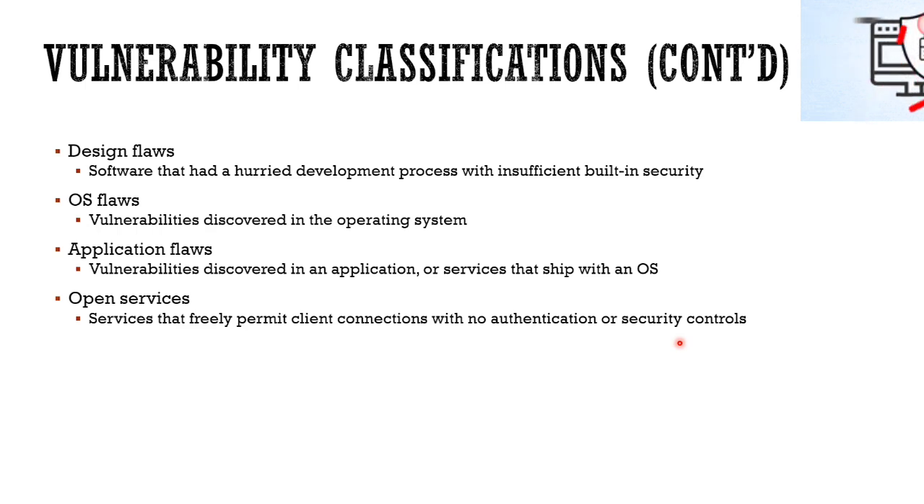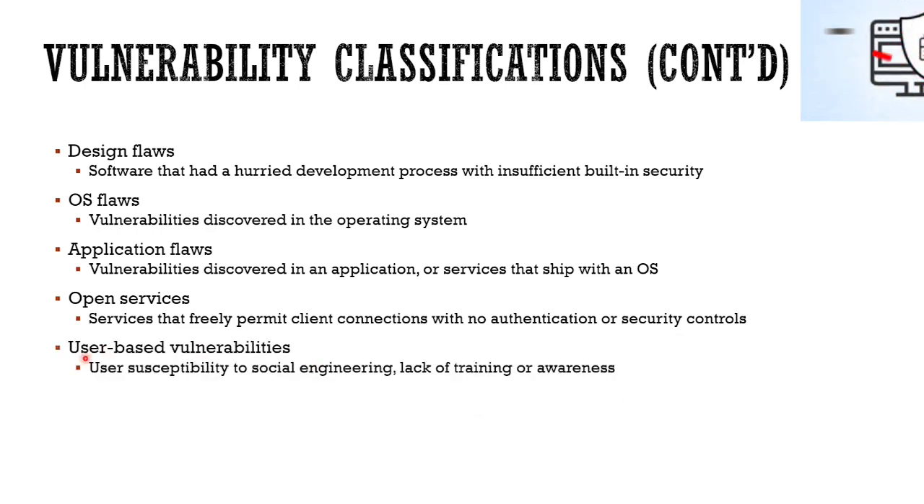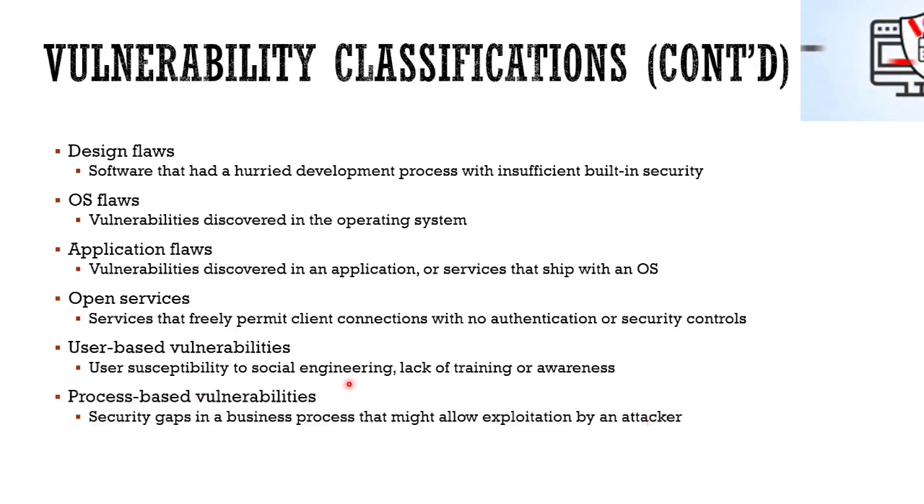Maybe there are user-based vulnerabilities. The user is susceptible to social engineering. They haven't been trained properly. They lack good awareness for security. There could be process-based vulnerabilities. Like I said, there are security gaps in how we do stuff, which allow exploitation by an attacker. Susie Q goes out for coffee all the time and leaves the whole lobby unattended, and there's no camera, so I can plant things there, different devices, a rogue Wi-Fi device, whatever.